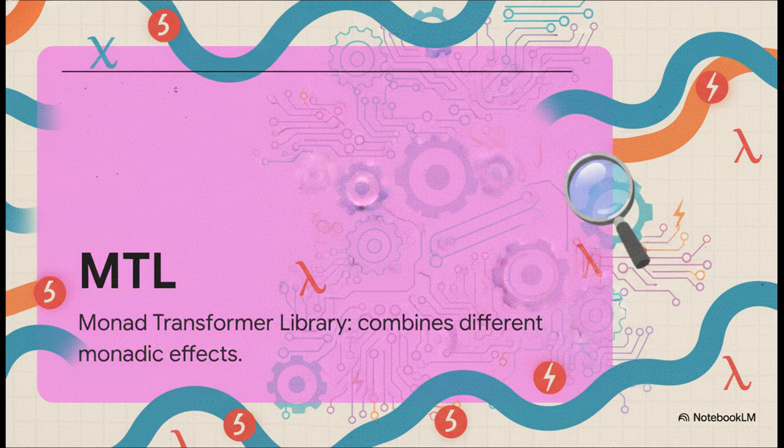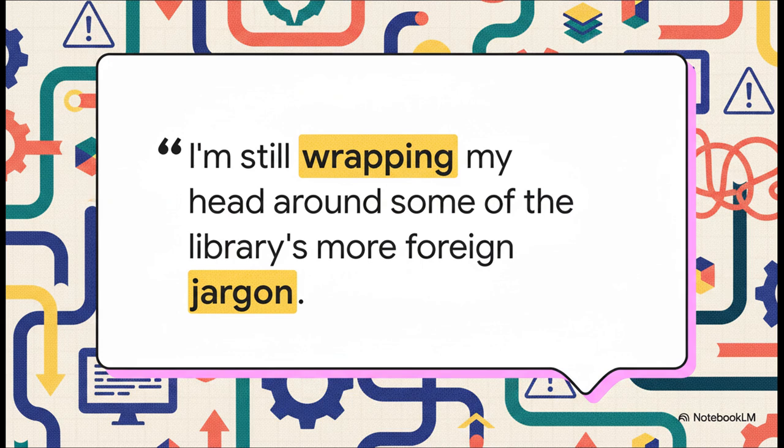Essentially, it allows us to take standard I/O operations and mix them seamlessly with error handling logic, all without having to manually unwrap and rewrap our data at every single step along the way. Now, if you're hearing that definition and feeling just a little bit intimidated, do not worry. Ang actually notes in the source material, "While reading the documentation, even with the help of AI, I'm still wrapping my head around some of the library's more foreign jargon." I just love this quote because it's so incredibly relatable. We're dealing with highly technical subject matter here, and it has a famously steep learning curve.